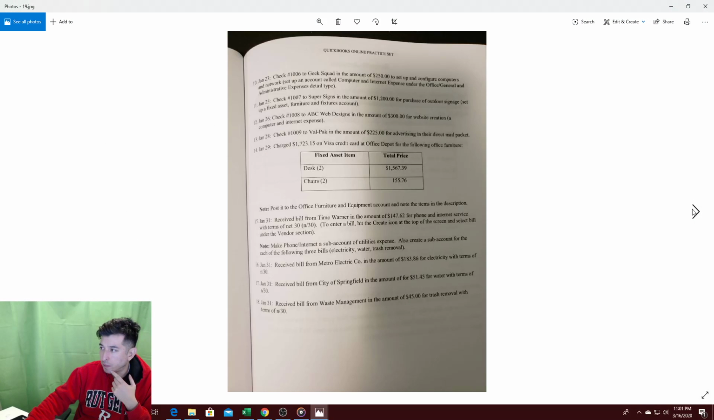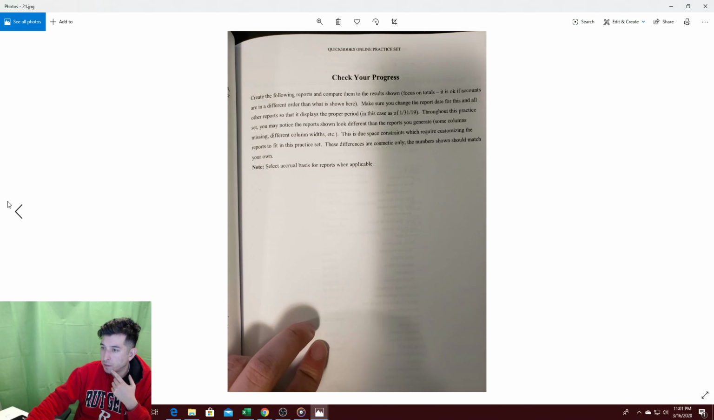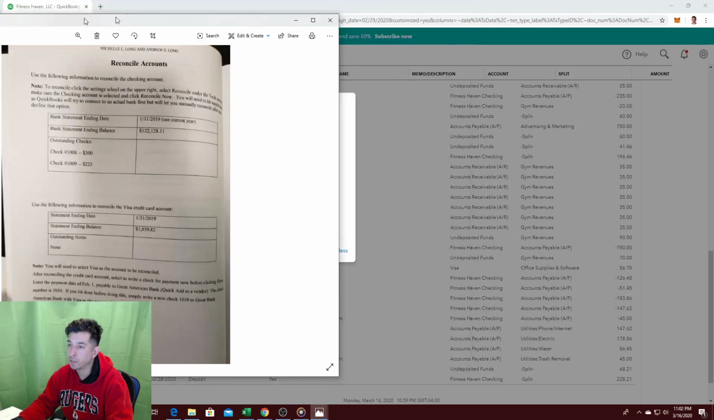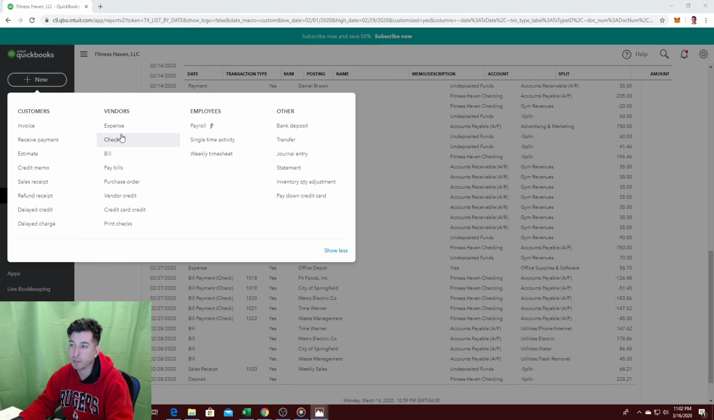So what have we got going on here? I never did this last part. "You will need to select the Visa account to be reconciled. After reconciliation, the credit card account, select to write a check for a new payment now before clicking done. Enter the payment date of February 1st, payable to Great American Bank." Okay, so let's add that.